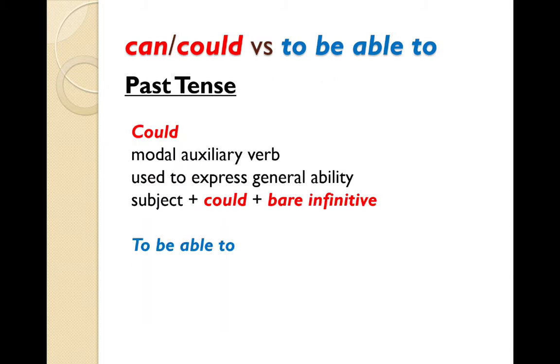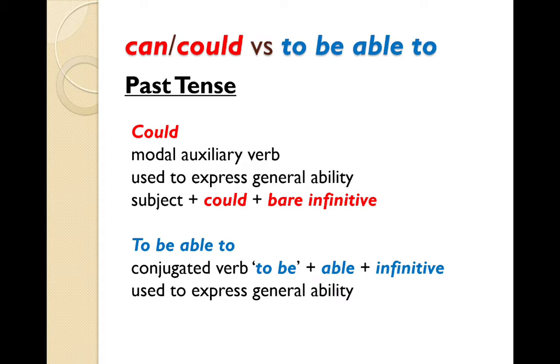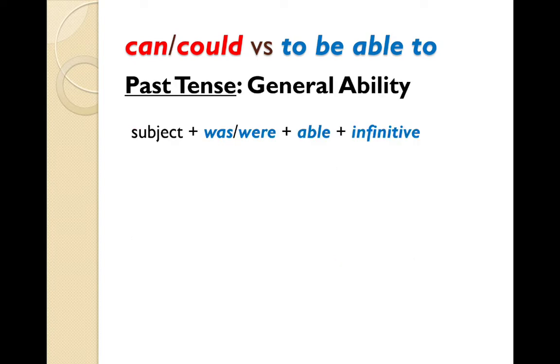So what about be able to in the past tense? Well, again, we have to conjugate the verb to be plus able plus the infinitive. It's used to express general ability. And we have the subject, the conjugated verb to be, which in the past would be was or were, plus able plus the infinitive. So let's look at some examples for general ability.